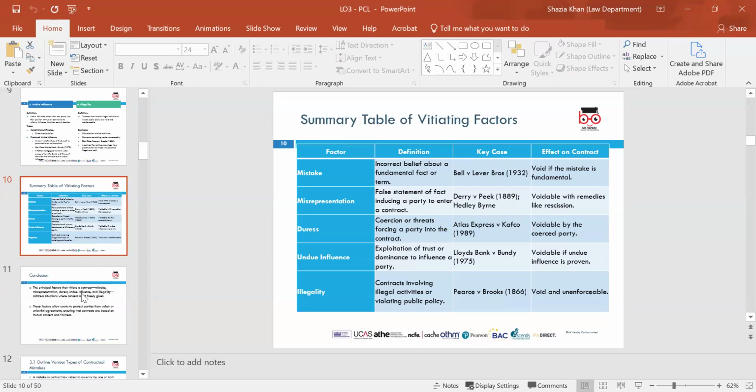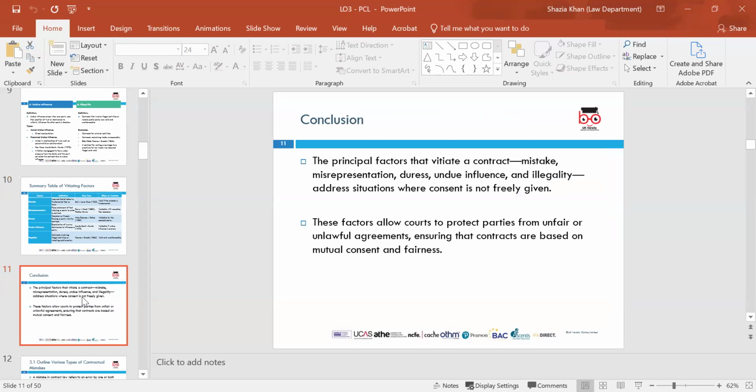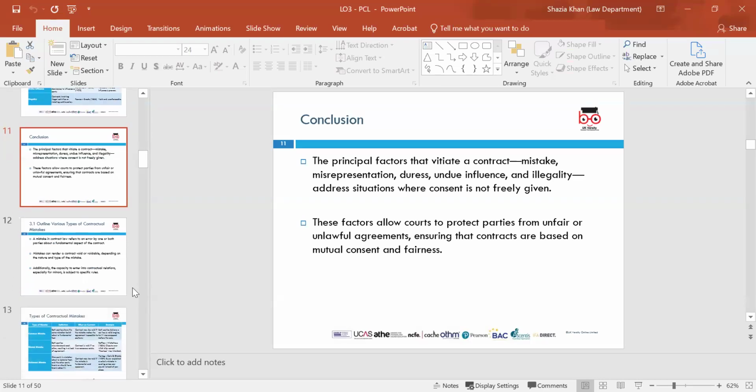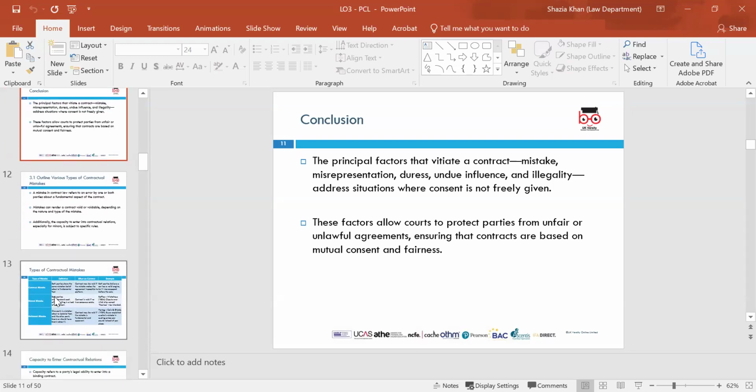Thank you. So in conclusion, the principal factors that vitiate a contract are mistake, misrepresentation, duress, undue influence, and illegality. They address situations where consent is not freely given, and these factors will protect parties but also give the courts an idea of what is going on with the case, and the courts will need to ensure that the cases are based on fairness and mutual consent.